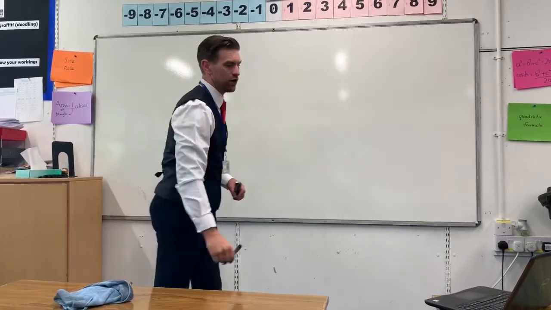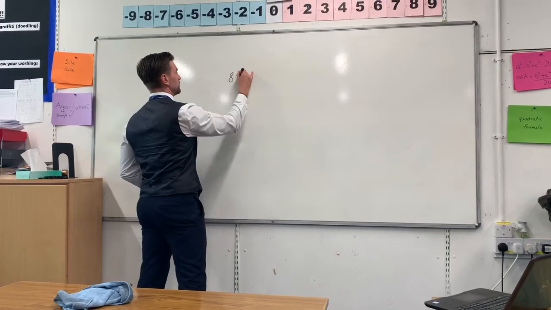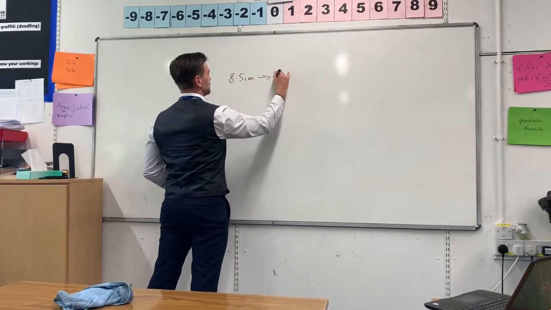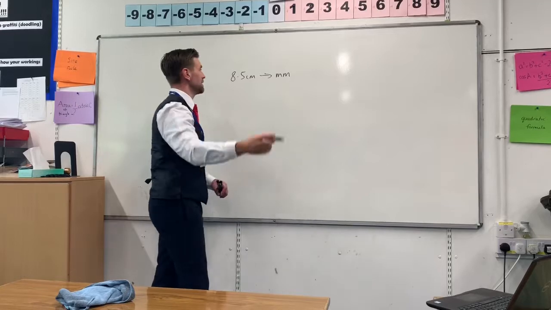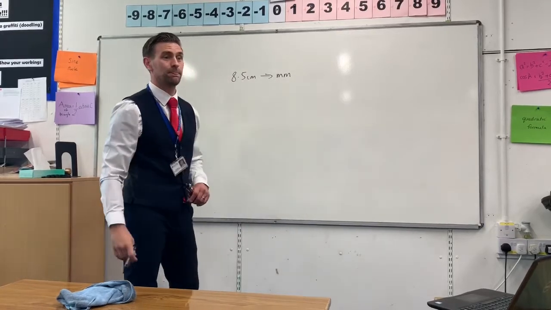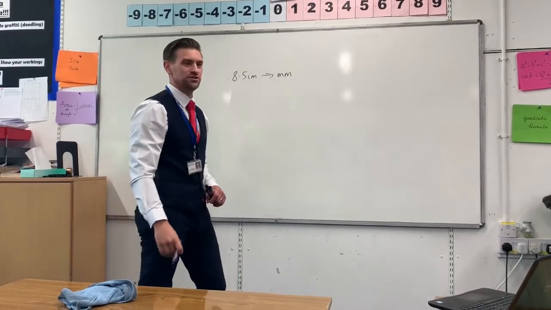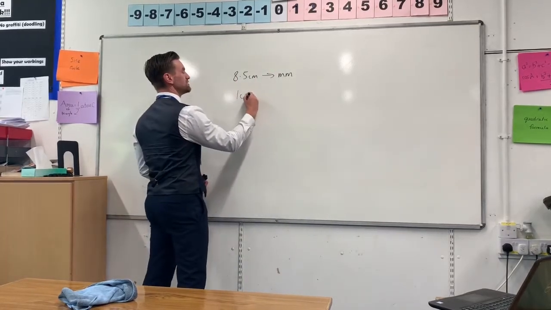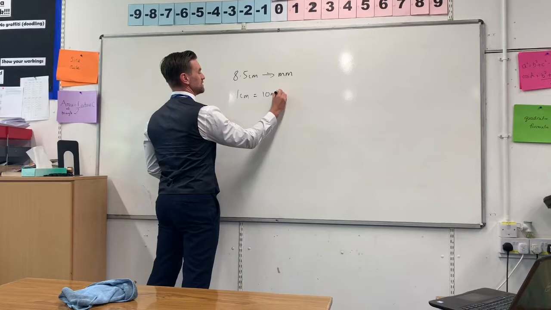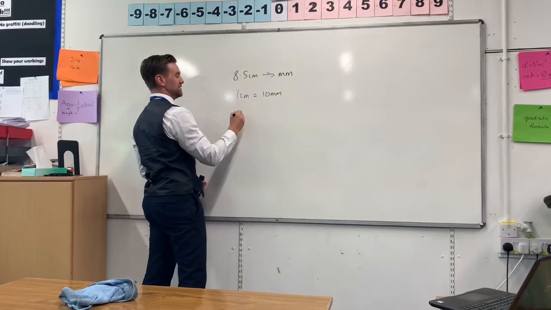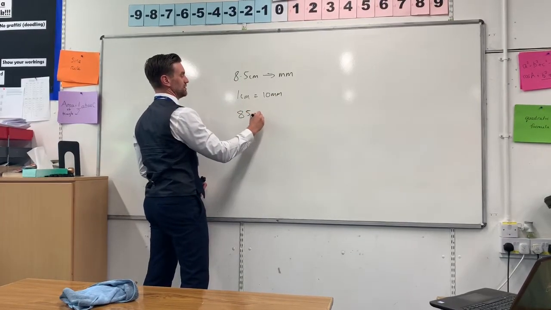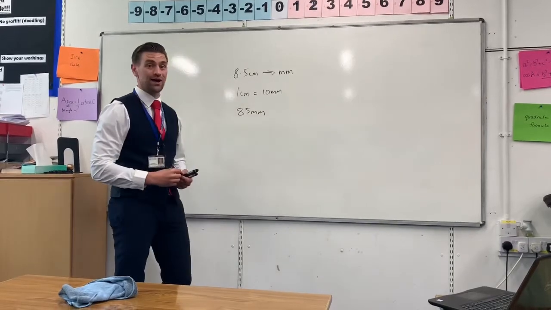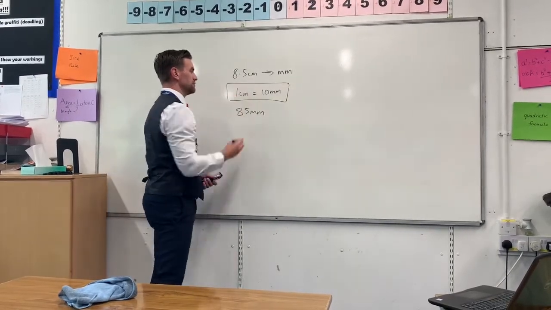Next up, 8.5 centimetres into millimetres. Molly, how many millimetres in a centimetre? 10. Good, I'm pleased you knew that. So many people don't, it's surprising. So we know 1 centimetre equals 10 millimetres. So all we need to do is times this by 10. So it's going to be 85 millimetres. If you didn't know that, in green, you need to be writing that down.